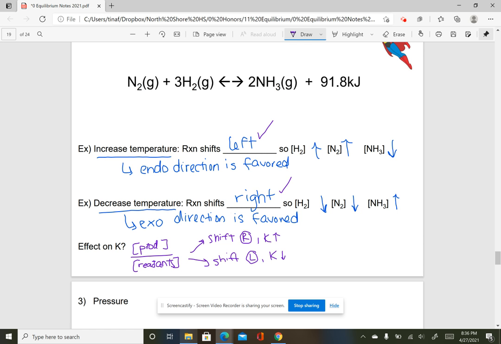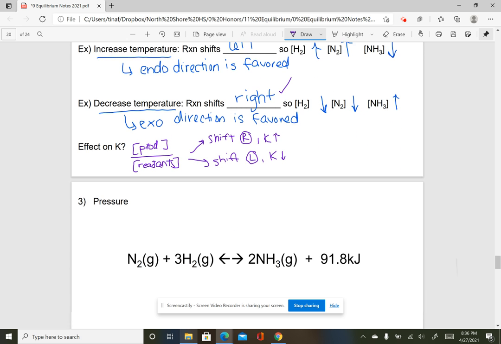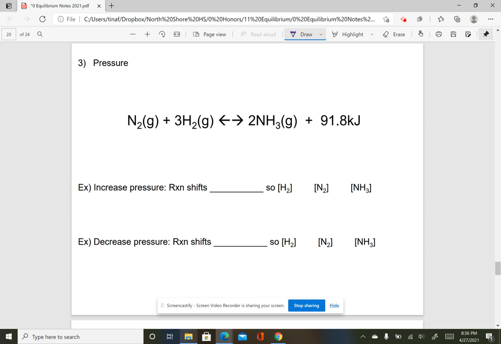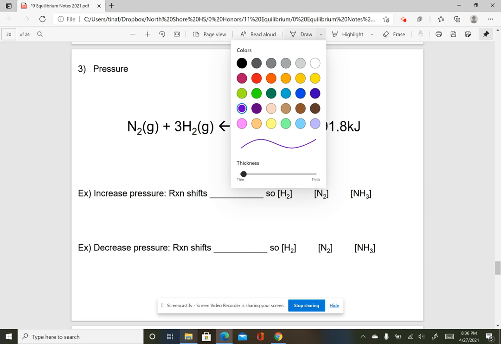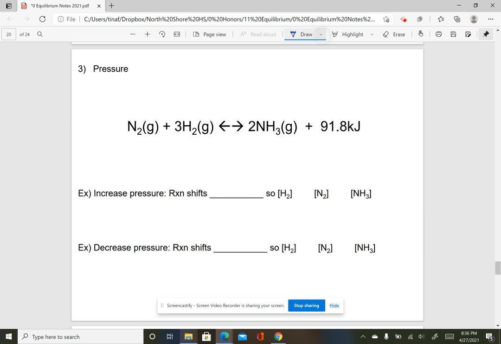So if you're asked, like, what type of stress can change the K once the reaction is back in equilibrium, temperature can actually do that. And that's how you have to figure out which way it shifts first. Okay. The last stress that we're going to talk about, guys, is a pressure stress. And unfortunately, our Superman trick does not work. It does not work with pressure.